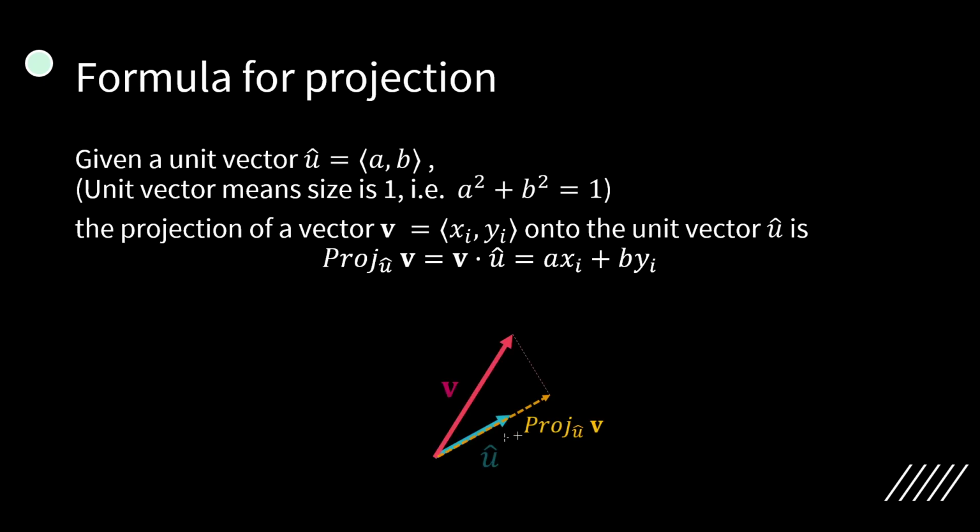Graphically, this is the projection. Here's the vector v, here's the blue arrow unit vector u, and the projection of v onto u is this orange line. It's actually this length, and another name for this projection is called the component.